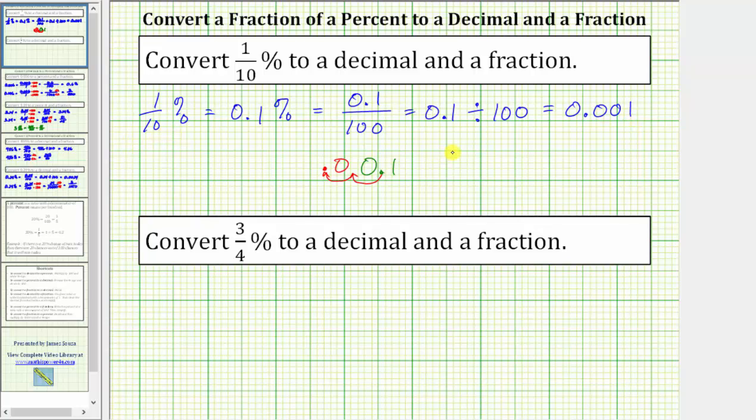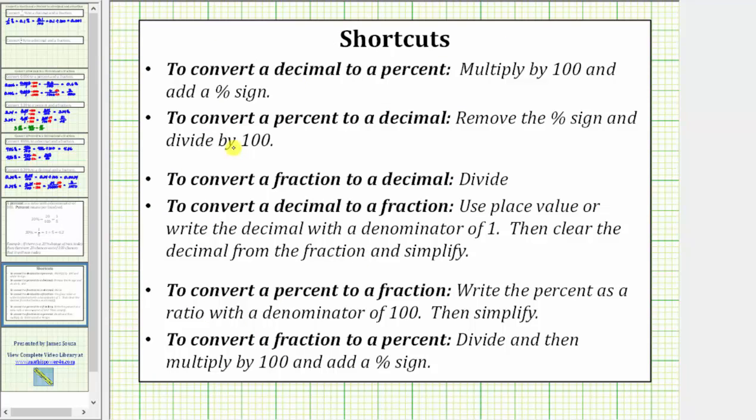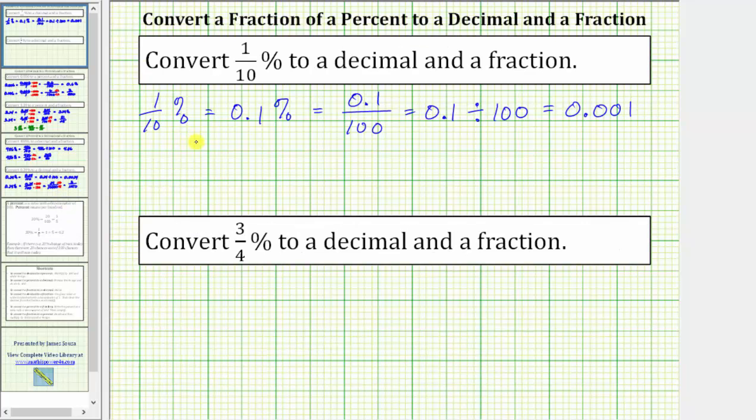Let's compare what we did to the shortcut rule for converting a percent to a decimal. The rule is to remove the percent sign and divide by 100. And notice how that's what we actually did here. We began with 1/10 of a percent, which is equal to 0.1%. And notice how if we remove the percent sign and divide by 100, that's what we have here, which gave us the decimal form of the given percent.